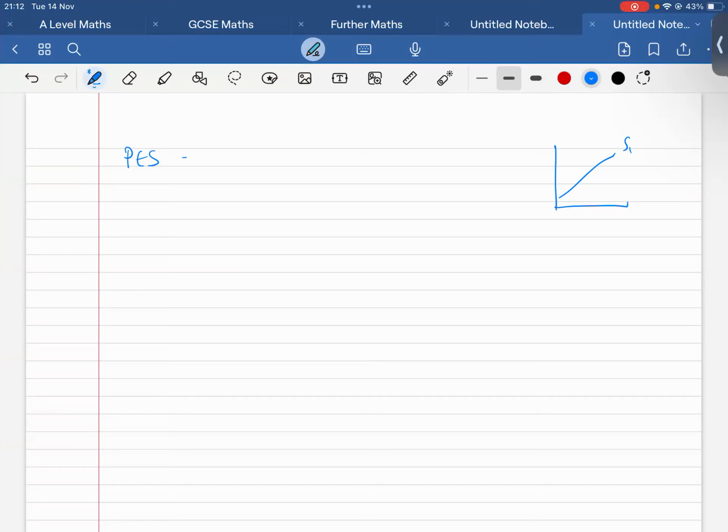So PED was about if price goes up, does demand go down by a lot or by a little bit? That depends on how addictive or how much of a necessity it is, right? PES is about if price goes up, can I supply loads more or can I only sell a bit more?